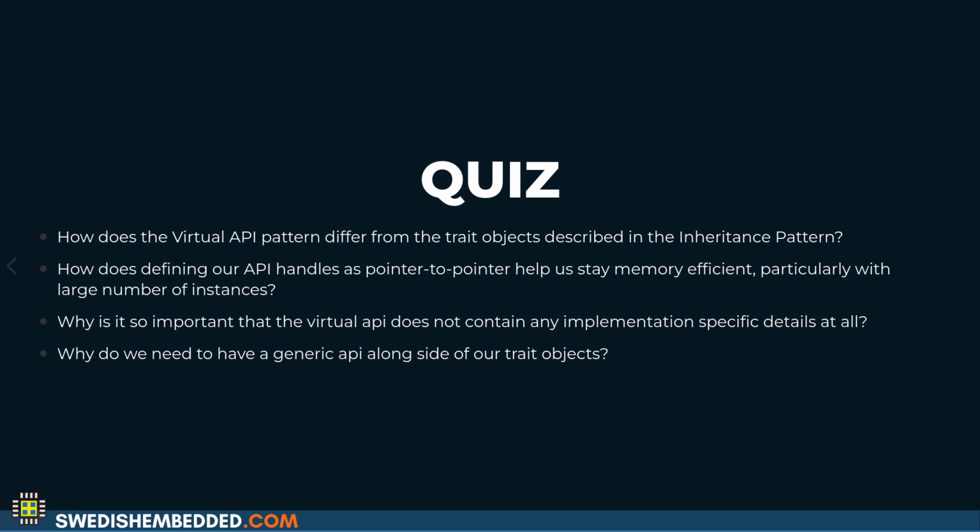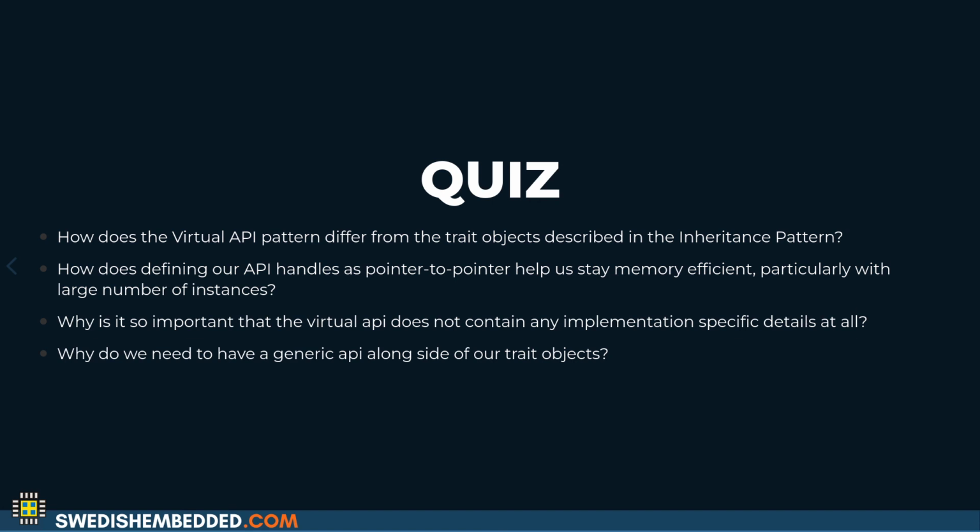Why is it so important that the virtual API itself does not contain any implementation-specific details at all? What are we actually trying to do here? Why is it important that it's generic? What would be the consequences if it's not generic?